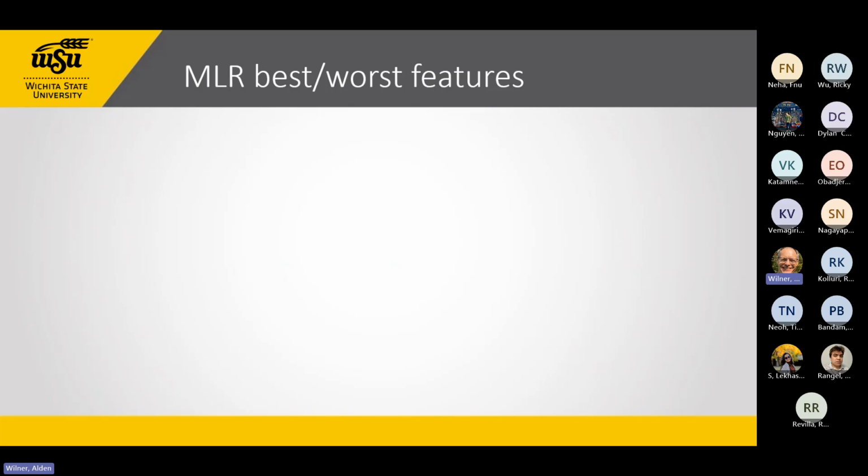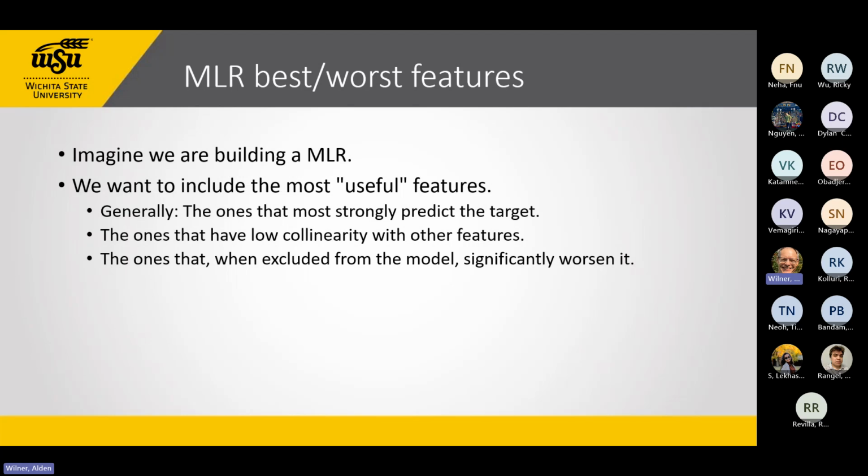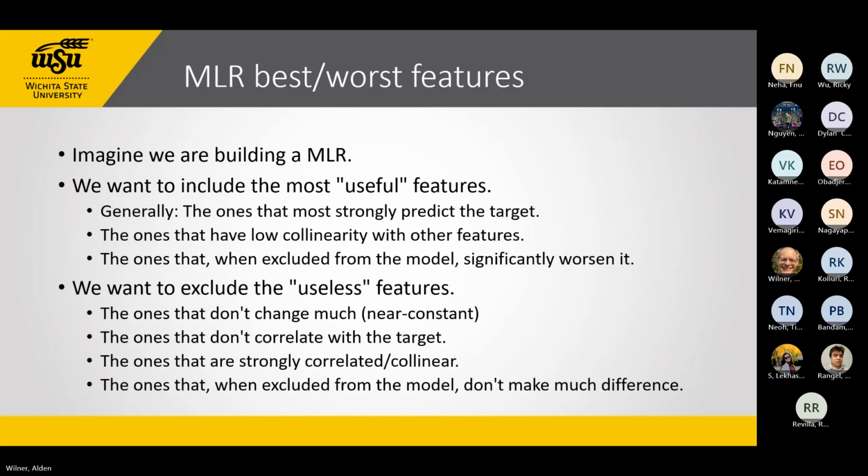And so basically, imagine we're building a multiple linear regression model, right? We want to include the most useful features. Those are generally the ones that most strongly predict the target, the ones that have low collinearity with other features, and the ones that, when they are excluded from the model, significantly worsen it. We want to exclude the useless features, features that don't change much, features that don't correlate at all with the target, features that are strongly correlated with each other, and the ones that, if we exclude them from the model, our model doesn't change much.